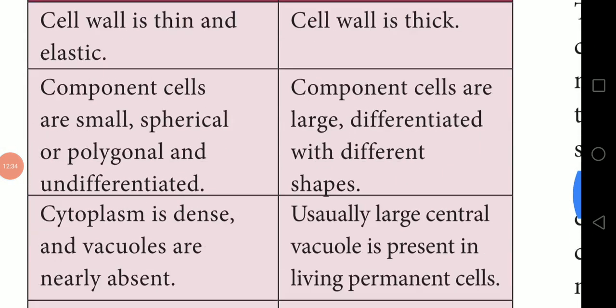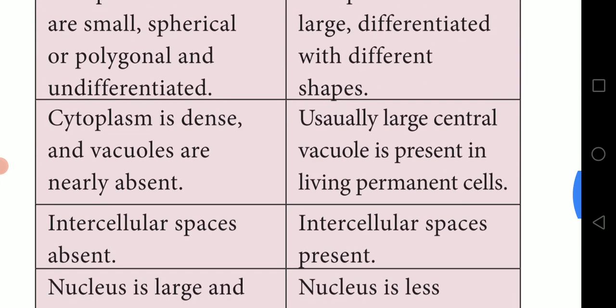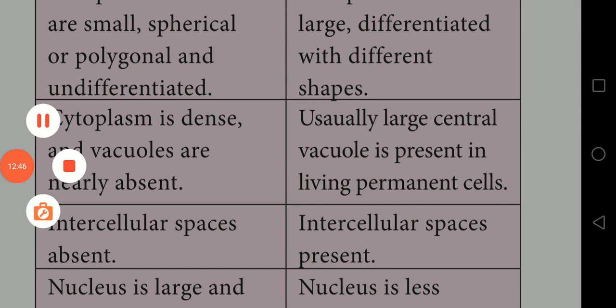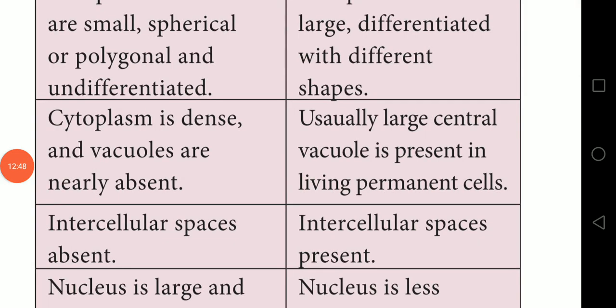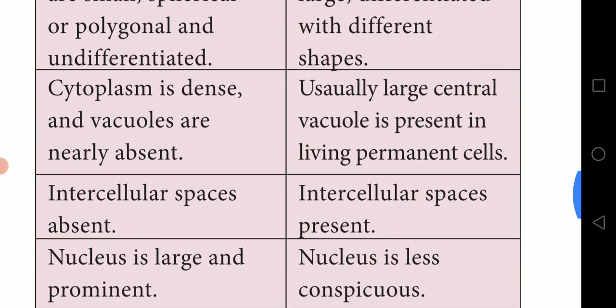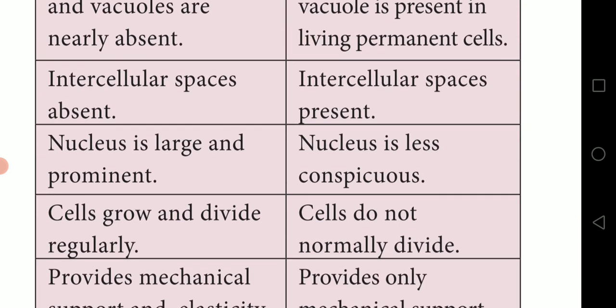Next, in meristematic tissues the cytoplasm is dense and vacuoles are nearly absent. Whereas in permanent tissues, usually a large central vacuole is present in the living permanent cells. The intercellular spaces are absent in meristematic tissues, whereas intercellular spaces are present in permanent tissues.